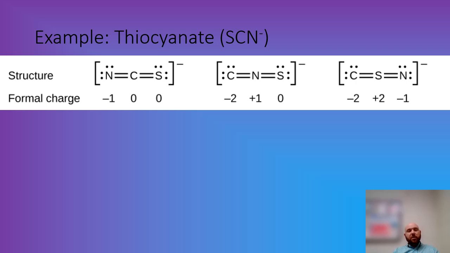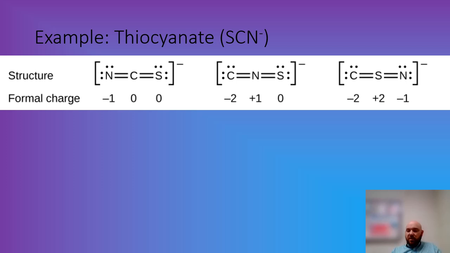If we draw the 3 predicted structures, or the 3 allowable structures for thiocyanate, we could end up with what we see here, with structures with the C in the middle, the nitrogen in the middle, or the sulfur in the middle. And then to determine which one is correct, we could calculate the formal charges on each of the atoms in that structure.